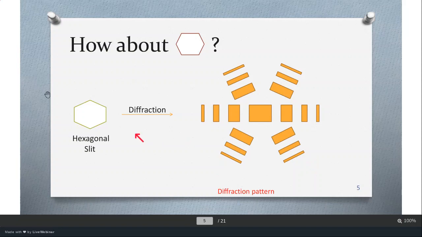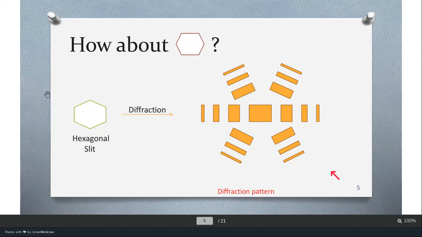Then we go on to a different geometry. We now have more sides in this hexagonal slit, which we can also make using razor blades. When we see the diffraction pattern, each side of the hexagon gives rise to a diffraction pattern in its respective direction. From this demonstration, students will understand that as we increase the sides of the slit, the diffraction pattern also changes correspondingly.